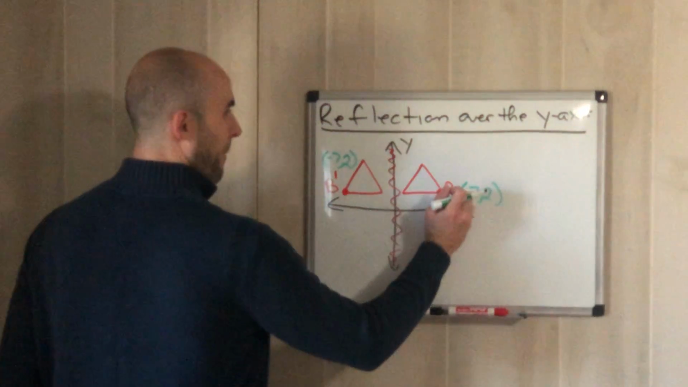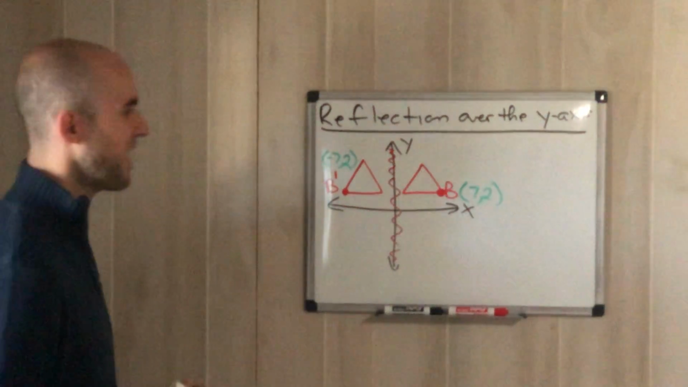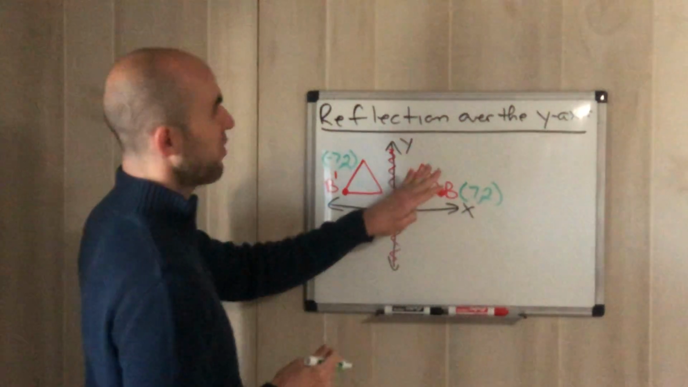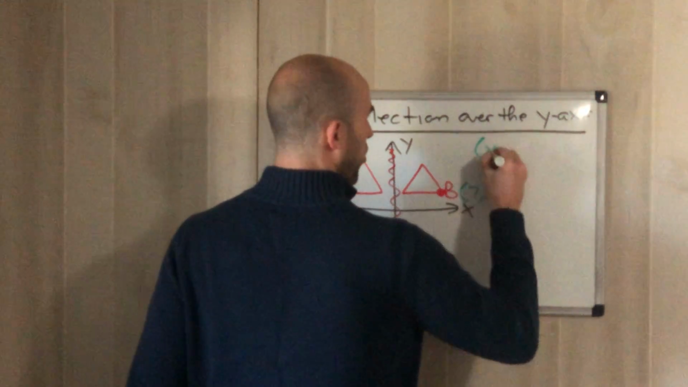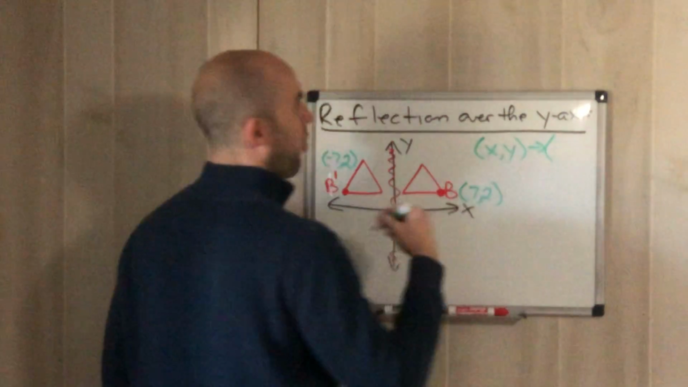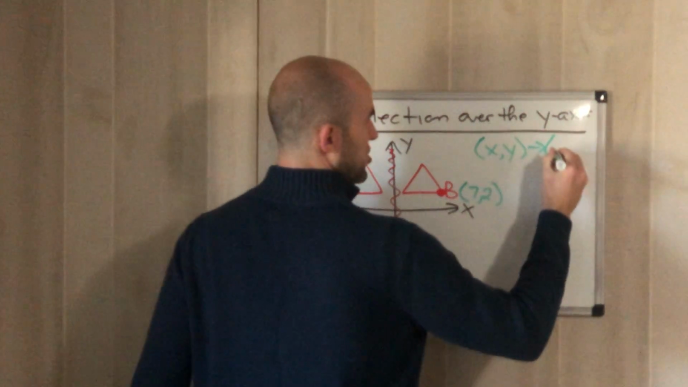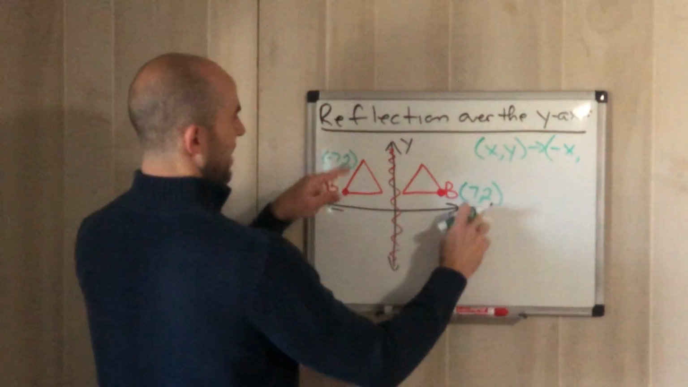So our x became negative. And always remember that, guys. Whenever you reflect over the y-axis, our x changes, right? So I'm going to represent that with a rule, and then I'm going to give you all these together again. When you reflect over the y, our x changes. So instead of being a positive x, it's going to be a negative x, and our y never changes, right?